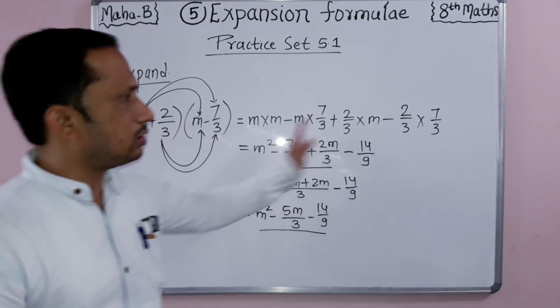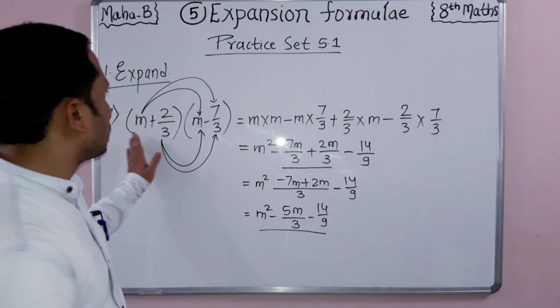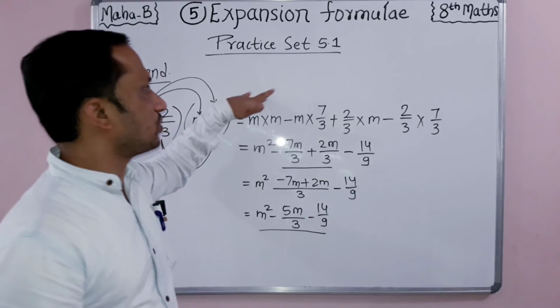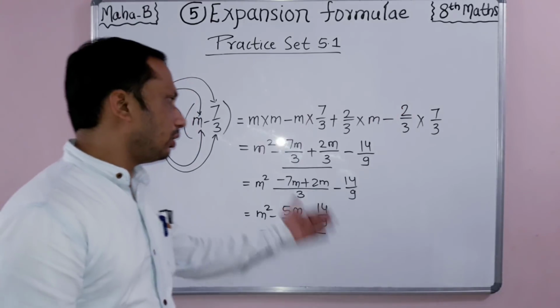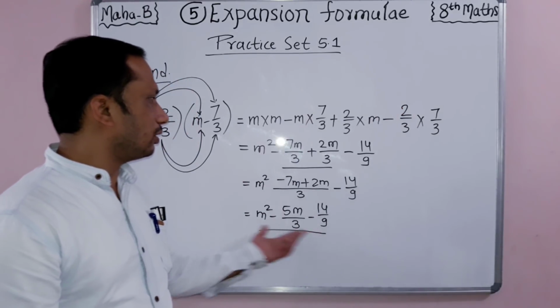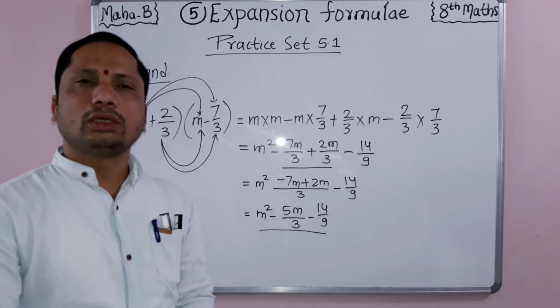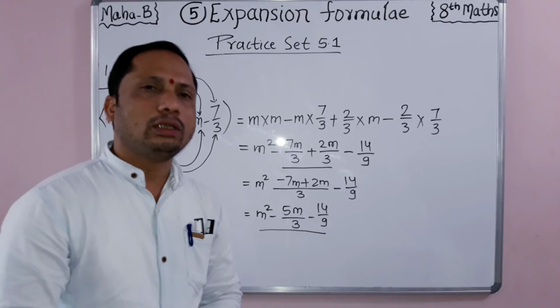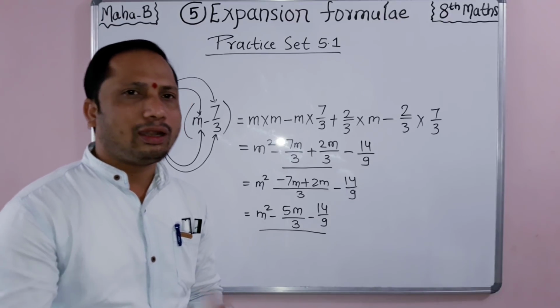Okay students, very easy, you can do this calculation. First you have to write the given equation in the expansion form like this, and then do the calculation, you will get your solution. Okay students, so this is our seventh example from the practice set 5.1, and now we are going to solve the eighth problem.